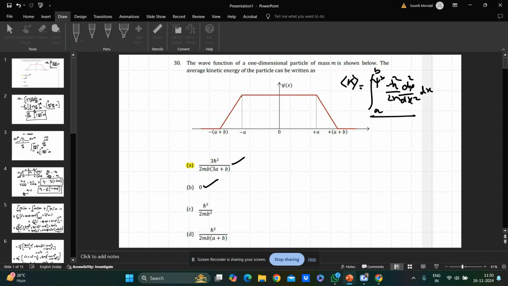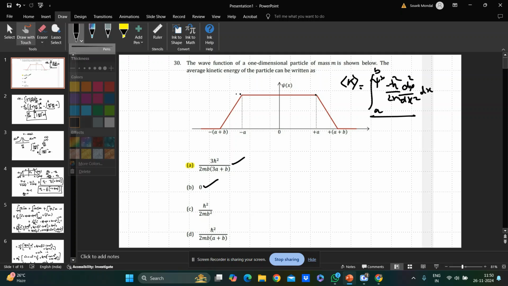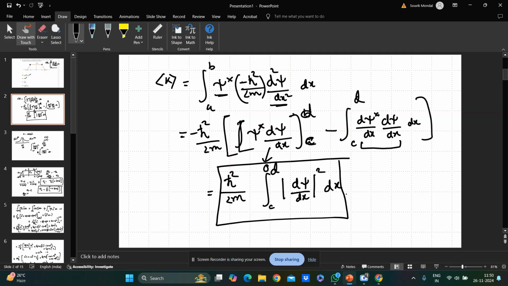And the same thing happens here. There is this particular point. These two points are ill-defined. So that's why it's better to work with the mod d psi dx technique. So always remember this technique.